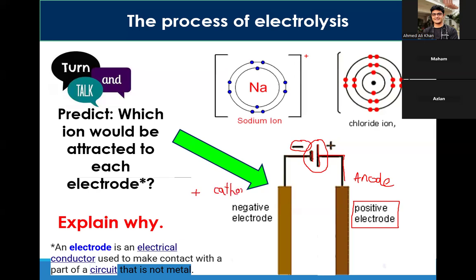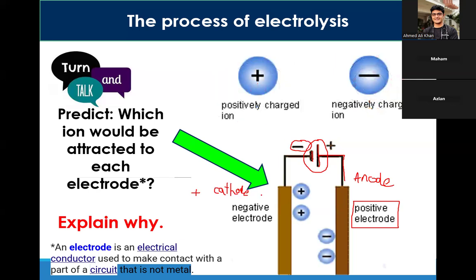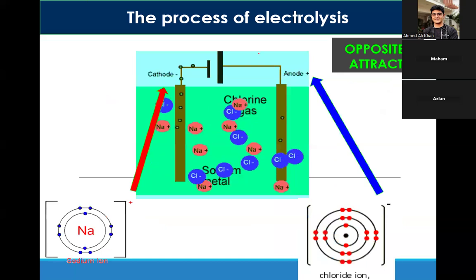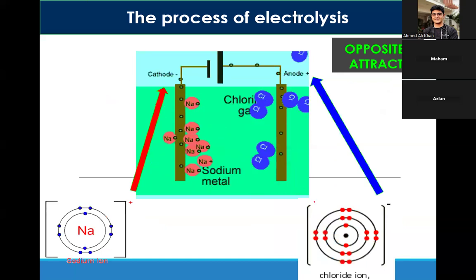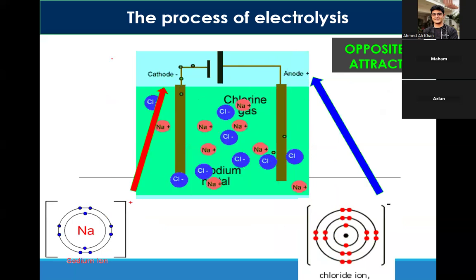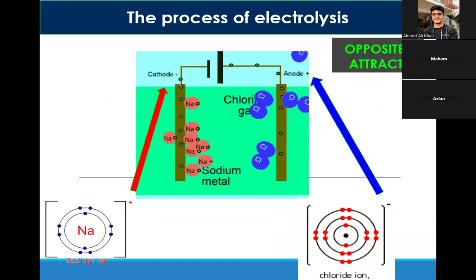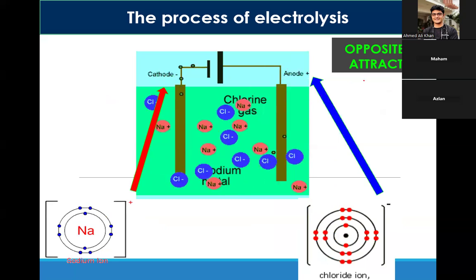Okay? Pretty simple. So this is just a visual representation of the positively charged ions, the cations, being attracted to the negative electrode, and the negatively charged ions, the anions, being attracted to the positive electrode. Right here we have the process of electrolysis. This is a really good diagram, and you can see that the sodium ions are being attracted to the cathode because it's negatively charged, and the chloride ions are being attracted to the anode. So opposites attract, as it says here.